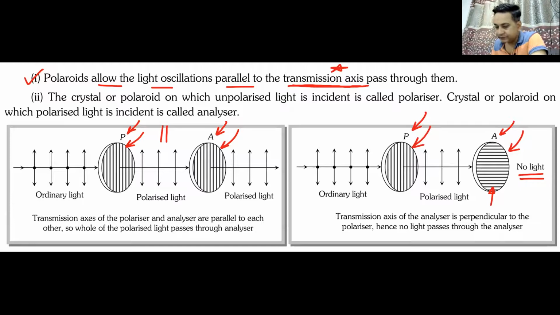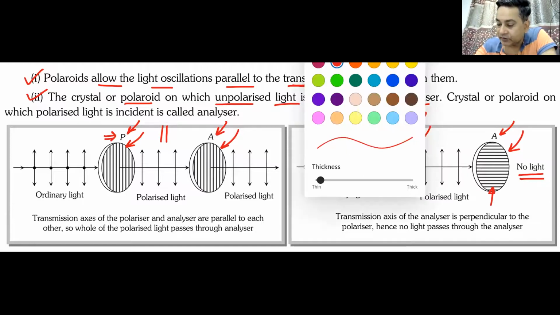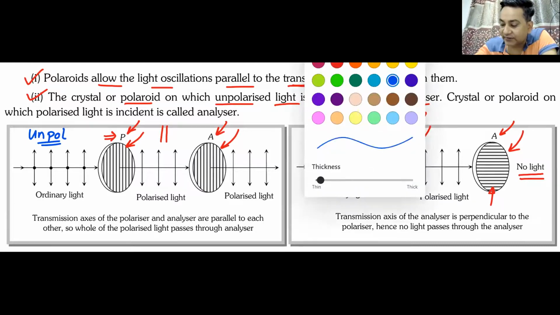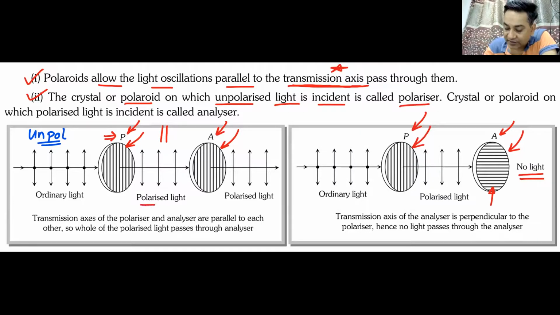Now, to understand what is a polarizer and what is an analyzer: the crystal or the polaroid on which unpolarized light is incident, the first polaroid, is known as the polarizer. This polarizer converts unpolarized light into polarized light. This is unpolarized light. Do we understand this? Yes, sir.